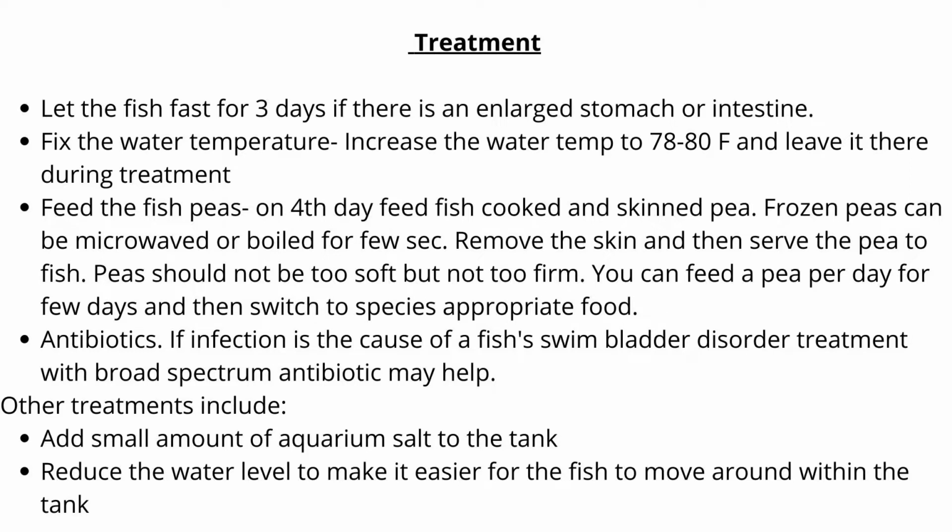Treatment: let the fish fast for 3 days if there is an enlarged stomach or intestine. Fix the water temperature. Increase the water temp to 78 to 80 Fahrenheit and leave it there during treatment. Feed the fish peas. On the 4th day, feed the fish a cooked and skinned pea. Frozen peas can be microwaved or boiled for a few seconds. Remove the skin and then serve the pea to the fish. Peas should not be too soft but not too firm. You can feed a pea per day for a few days and then switch to species-appropriate food.